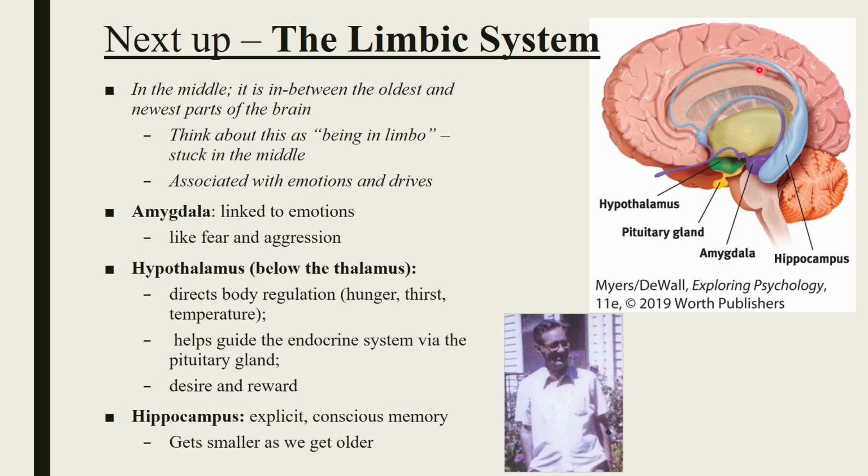There are several midbrain structures that function together in a system, and we call that system the limbic system. This is in the middle part of the brain, in between the oldest stuff and the newest stuff. It's called the limbic system because it's kind of like the word limbo, where you're kind of stuck in the middle of all of these functions.